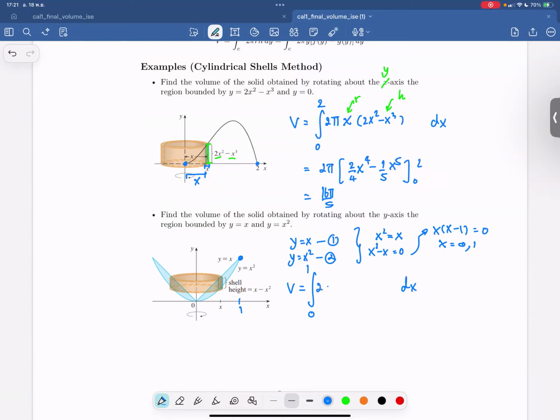And next, we just find our radius and the height. We put 2 pi, and then the radius of the cylinder should be x, right? And then the height of the cylinder should be the upper function, which is x, minus the lower function, which is x squared. So the radius is x, and the height is x minus x squared.